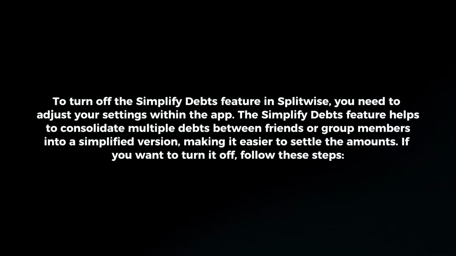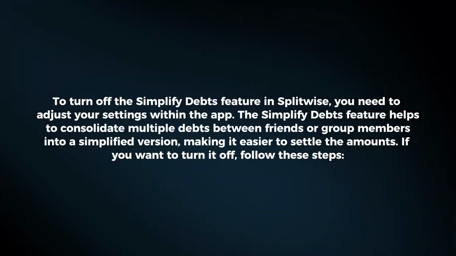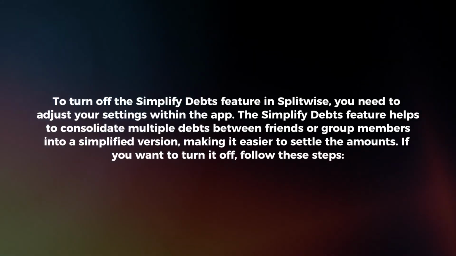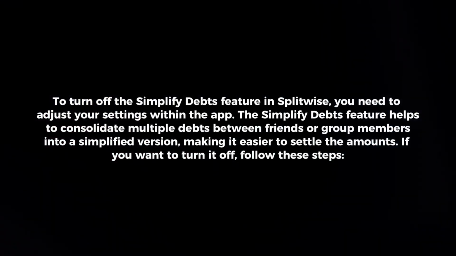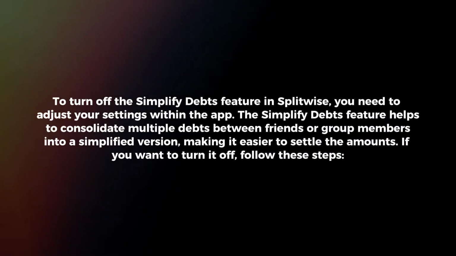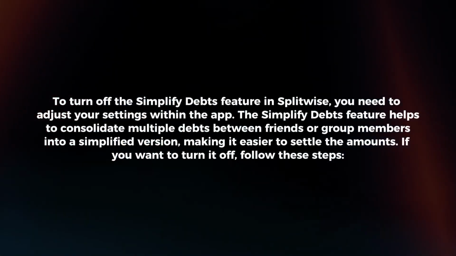To turn off the Simplified Debts feature in Splitwise, you need to adjust your settings within the app. The Simplified Debts feature helps to consolidate multiple debts between friends or group members into a simplified version, making it easier to settle the amounts. If you want to turn it off, follow these steps.